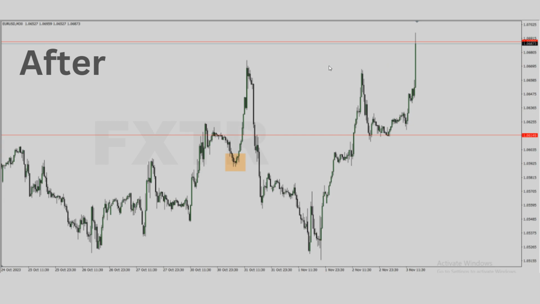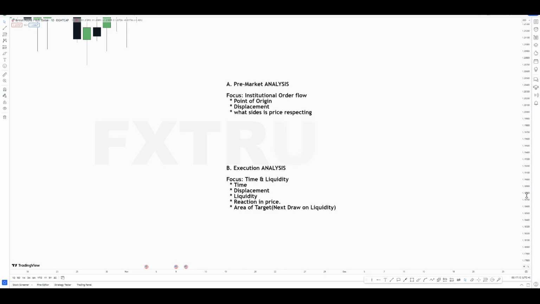So without further ado, let's go over the step-by-step approach you can use to profit with this particular strategy. For you to profit using this particular strategy, first of all, you want to conduct a pre-market analysis. And the focus of the pre-market analysis is actually on institutional order flow. Now, when we talk about institutional order flow, we're actually talking about point of origin, which is actually a PDRA, in other words, an area of liquidity. We're talking about displacement, and we're talking about what side the price or market is respecting.